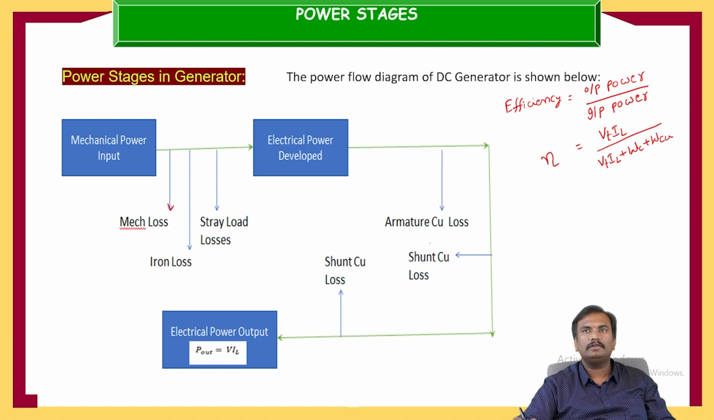How are we going to calculate it? Here IL and WCU vary with respect to the current flowing through the generator, whereas the WC value is constant throughout the calculation of efficiency.